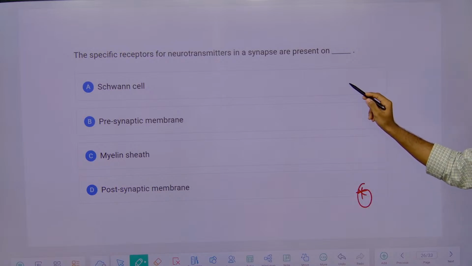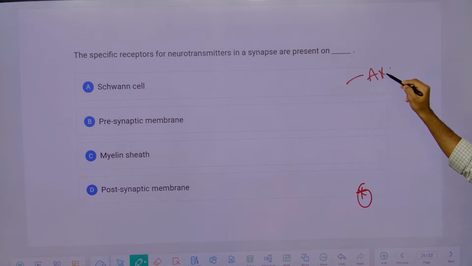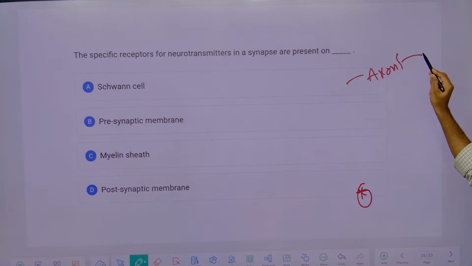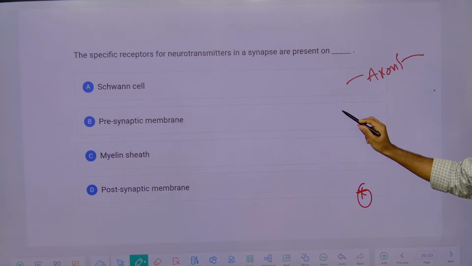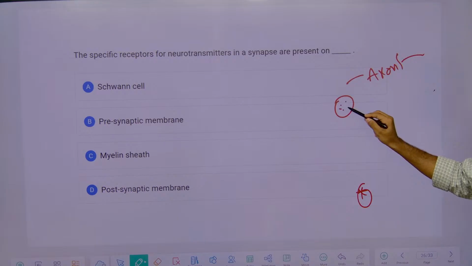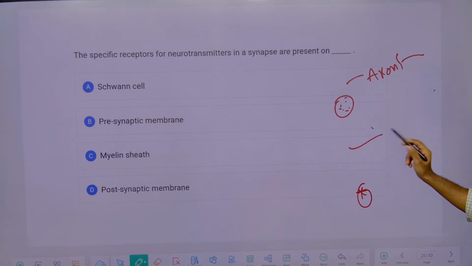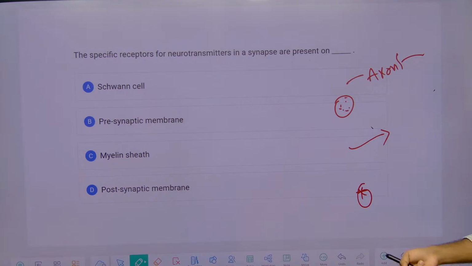Schwann cells are present on axons giving the myelin sheath. The presynaptic membrane has synaptic vesicles which contain neurotransmitters. The myelin sheath is responsible for fast conduction, whereas the postsynaptic membrane has these receptors, right? That was also one previous year question, I think NEET 2026, not re-NEET, NEET 2026.